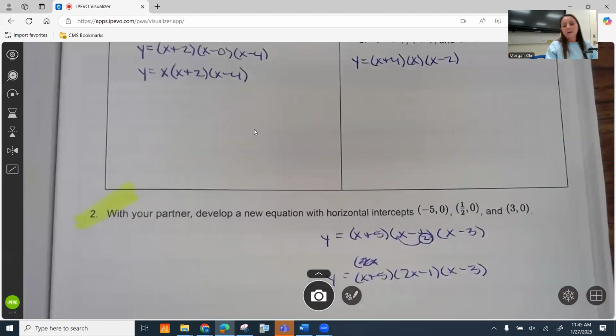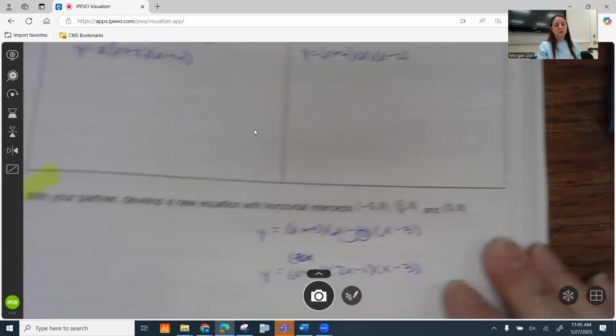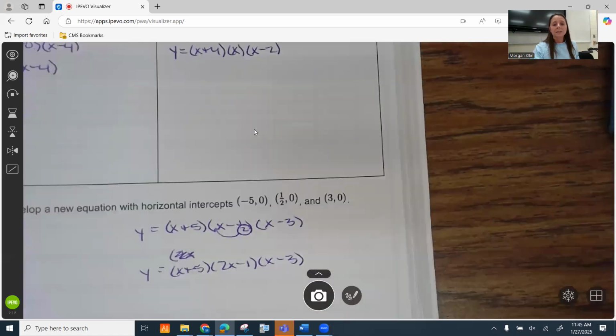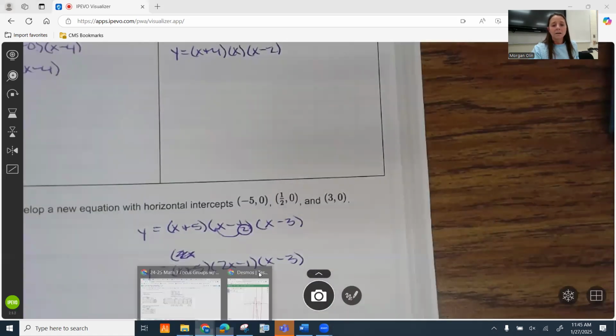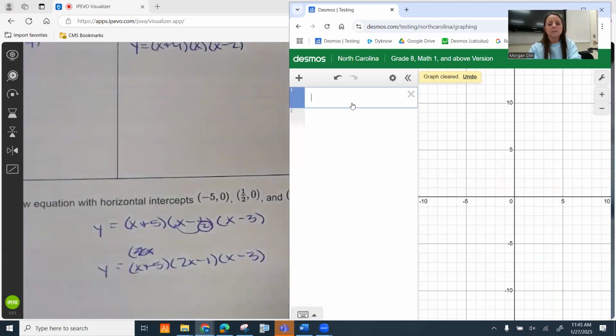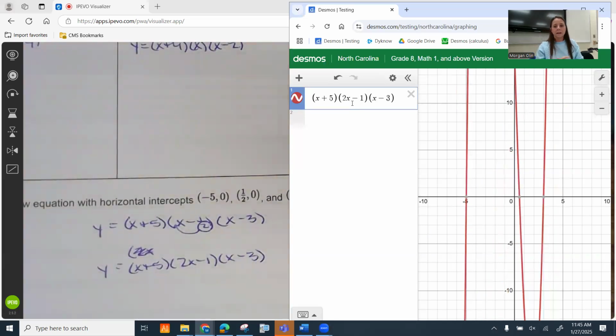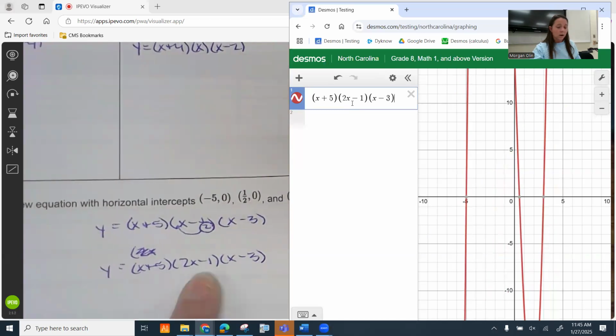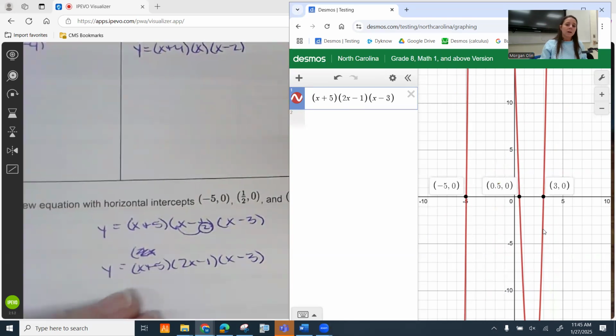Okay, if you graph this equation right here, you will notice that it has x-intercepts at the places they said they will be. And all of these are integral coefficients. All right, I don't have any fractions, but you do see 1/2 as that root, like they said it was going to be, and 3 and -5.